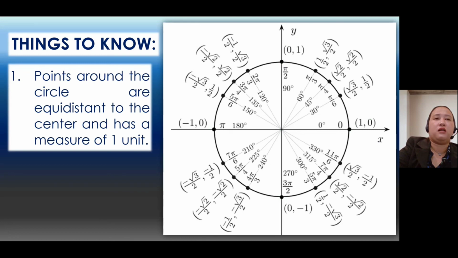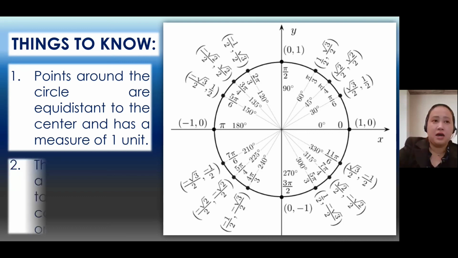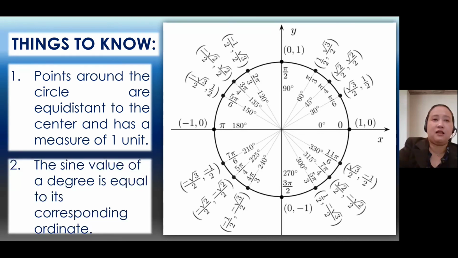Points around the circle are equidistant to the center. Okay. It is very obvious in the illustration and has a measure of 1 unit because the radius is 1. And then the sine value of a degree is equal to its corresponding ordinate. Okay, so what does it mean? The sine value is equivalent to the ordinate.